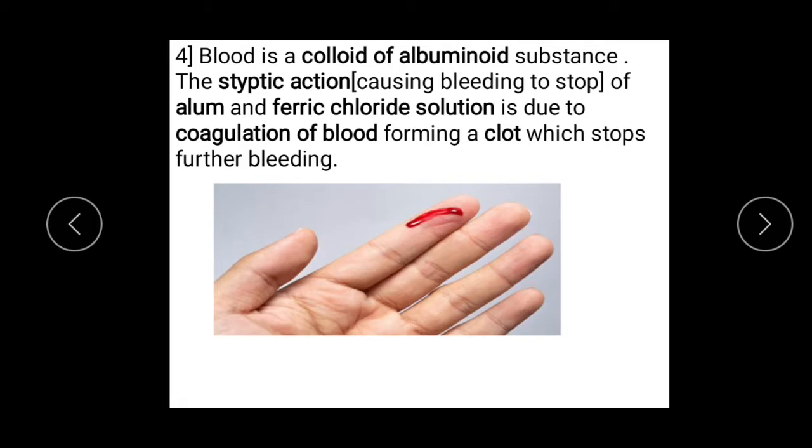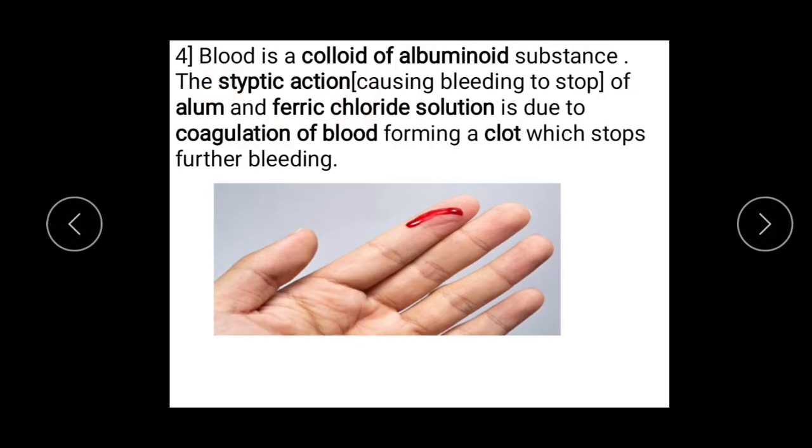Now you all know that blood is a colloid, and the styptic action means causing bleeding to stop. The styptic action of alum and ferric chloride is due to coagulation of blood to form a clot. Okay, so blood is a colloid and the clot is formed due to coagulation process by the action of alum or ferric chloride on it.